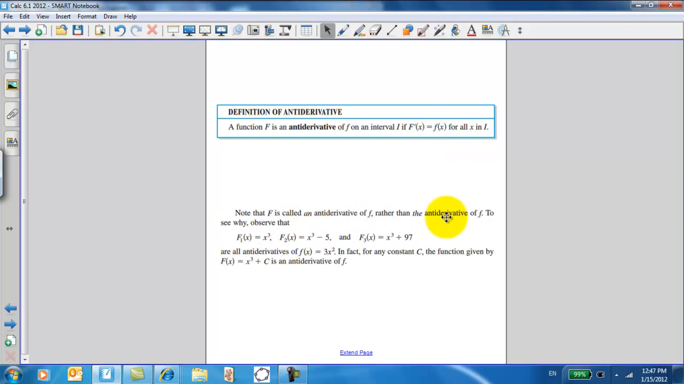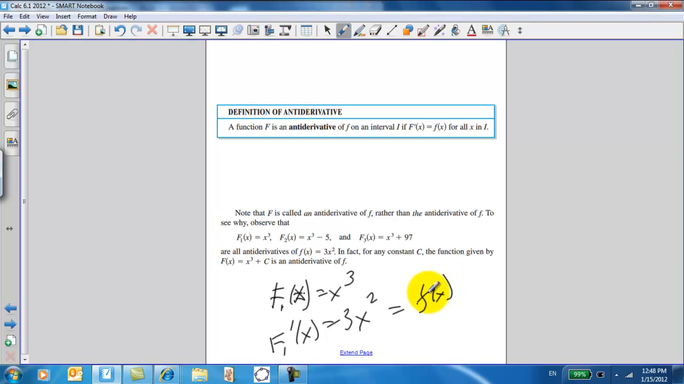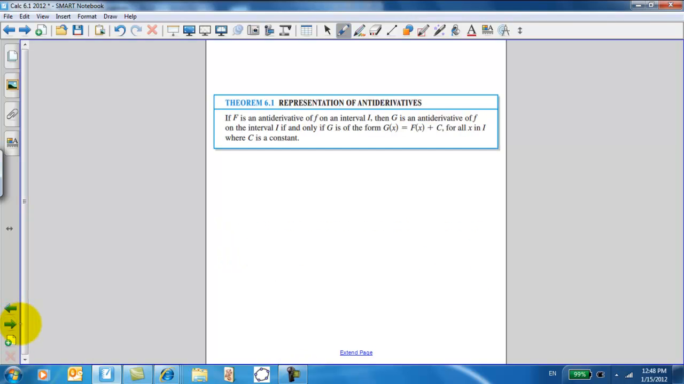So look at these examples of some antiderivatives. We've got big F1 of x equals x cubed, big F2 of x equals x cubed minus 5, big F3 of x equals x cubed plus 97. If you take the derivative of any one of these, you'll get 3x squared. The derivative of F1 of x equals x cubed is 3x squared, and that's equal to our f of x. So we're going backwards, and we're going to have a lot of practice with this.